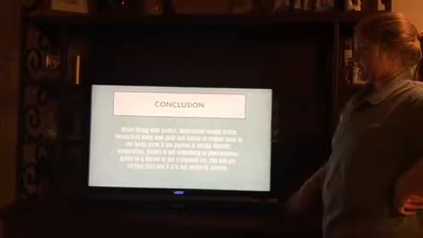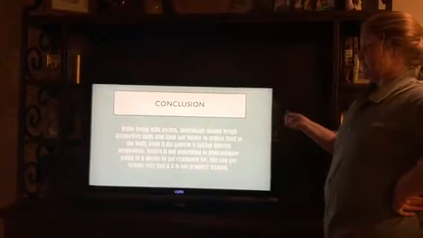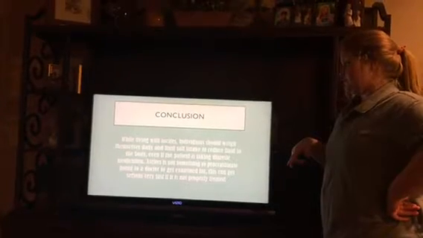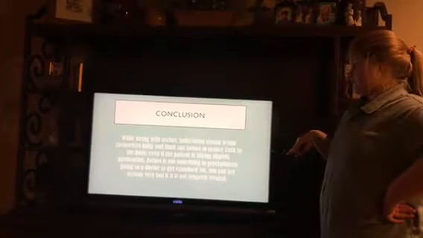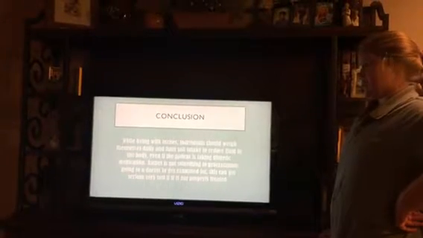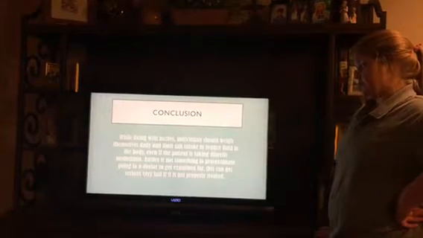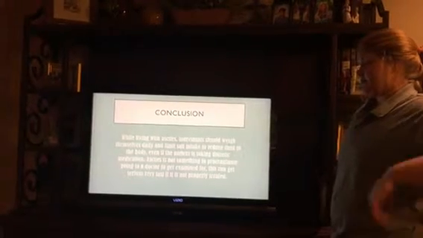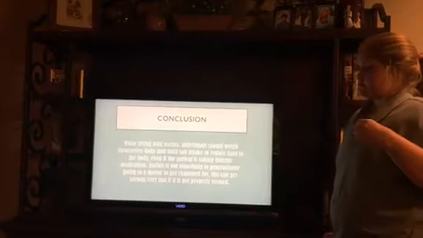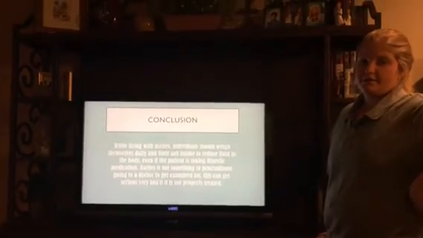So, concluding, while living with ascites, individuals should weigh themselves daily and limit salt intake to reduce fluid in the body, even if the patient is taking diuretic medication. And ascites is not something to procrastinate going to the doctor about, because it can become serious very fast if it's not properly treated. So you definitely don't want to wait to go to the doctor.